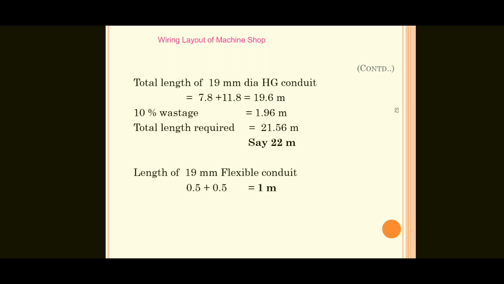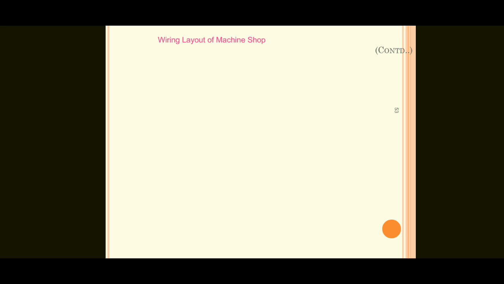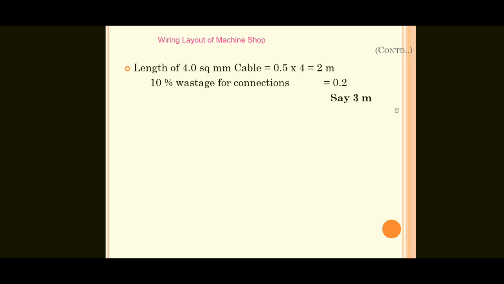Length of 19 mm flexible conduit: 0.5 plus 0.5, 1 meter. Length of 4.0 square mm cable: 0.5 into 4, 2 meters. 10% wastage for connections, 0.2, say 3 meter.